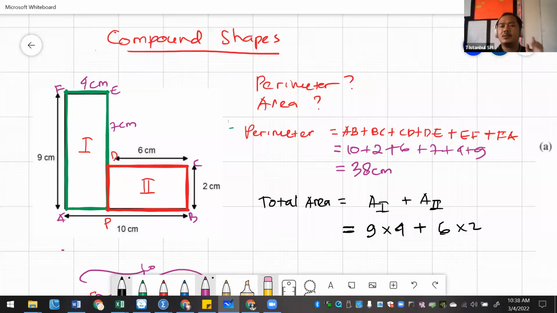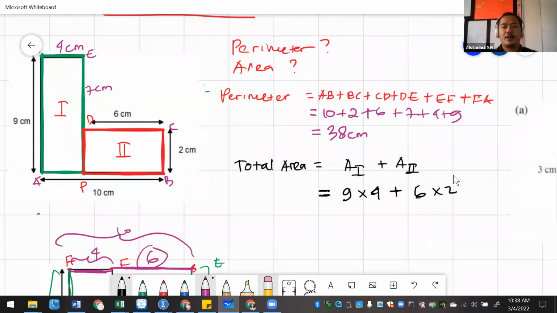So you only need to split this into two parts, and then you calculate the area for shape number one and the area for shape number two, and then you just add them. Because this is a combination of two shapes, you add them, and there you go. So that will be equals to 9 times 4 is 36 and 6 times 2 is 12. So that will be equals to 48. And don't forget to write down the unit.